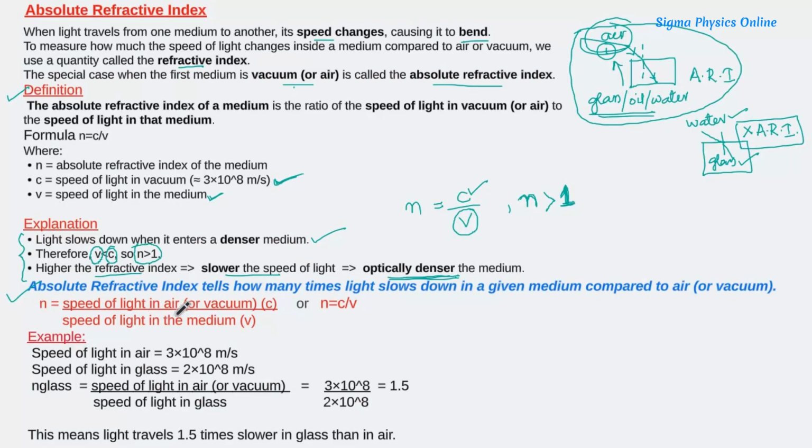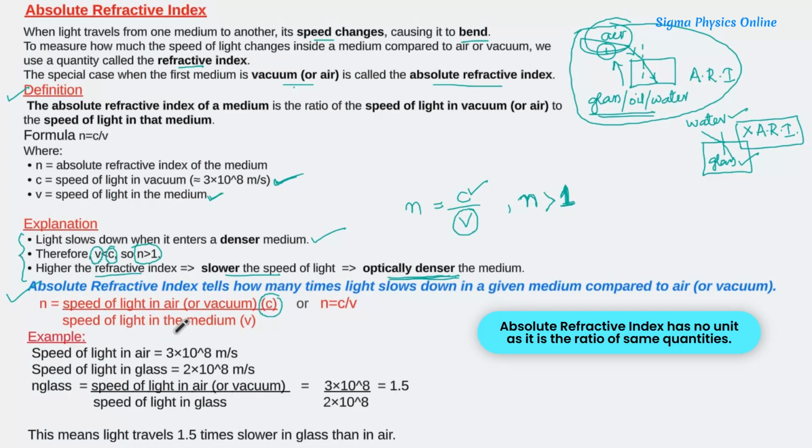So, n is equal to the speed of light in air or vacuum, normally denoted with the symbol c, divided by the speed of light in the given medium, that is v. So, n is equal to c by v. Now, let's understand this with an example.